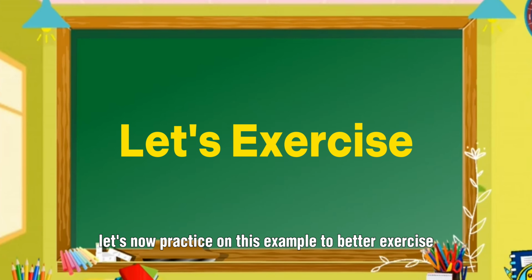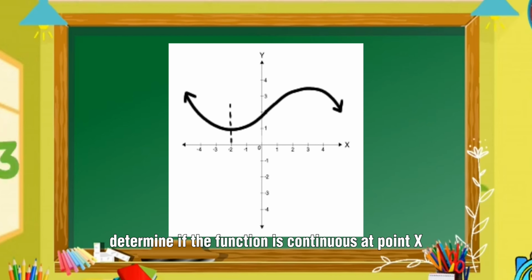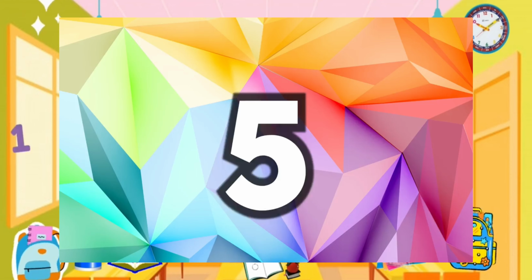Let's now practice on this example to better exercise your understanding regarding our topic. Using this graph, determine if the function is continuous at point x is equal to negative 2.